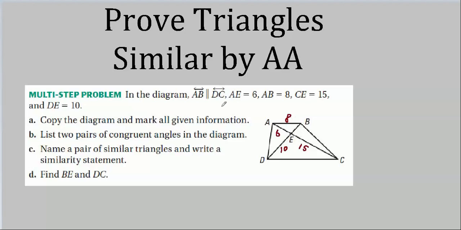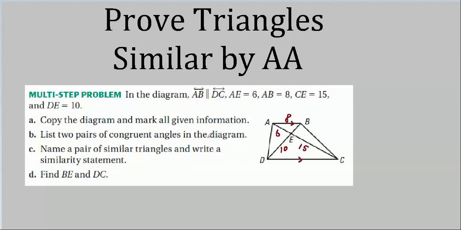And what about AB parallel to DC? Okay, so here's AB. Let's draw in our little parallel thingies. I think they're also called arrows. Arrowheads. These two are parallel. Okay, now we know what we're talking about here. Kind of looks like a bent kite, doesn't it?